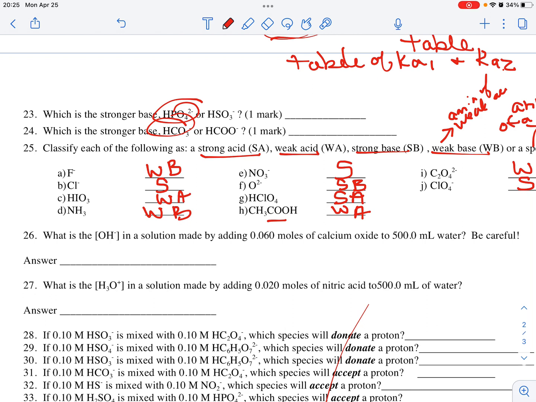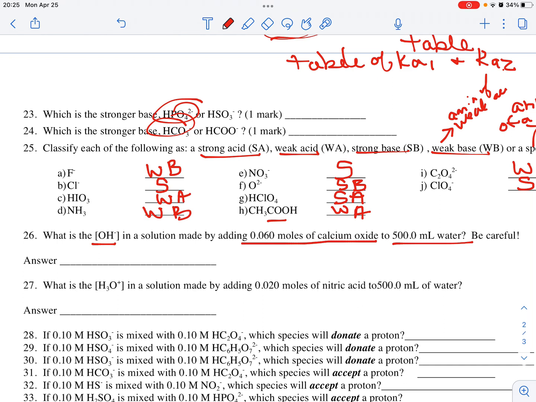Next, let's do a couple of these, and these are going to be hard right now. So we're asked, what is the OH- concentration of a solution that's made by adding that many moles of calcium oxide to 500 mL of water. Let's do this.